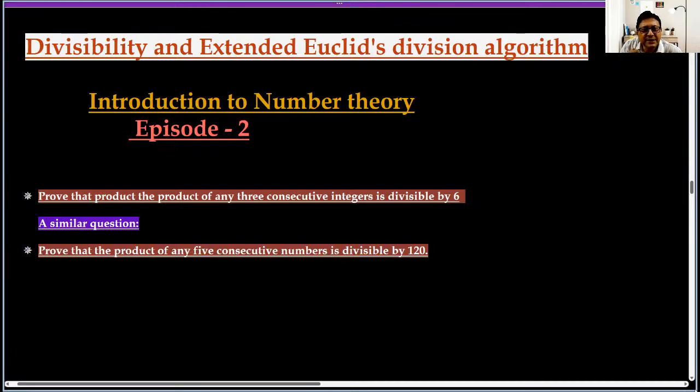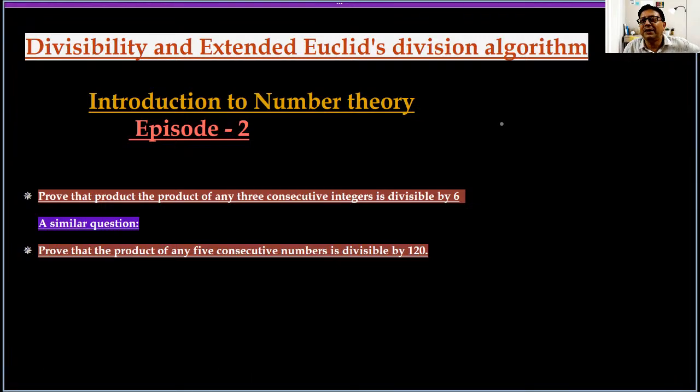Divisibility and extended Euclid's division algorithm I have planned to do, but I don't know whether I'll be able to complete the topic today or not, because no one can give you the guarantee before starting the class how much can be done. So let us start with the application of Euclid's division lemma. I think all of you remember Euclid's division lemma.